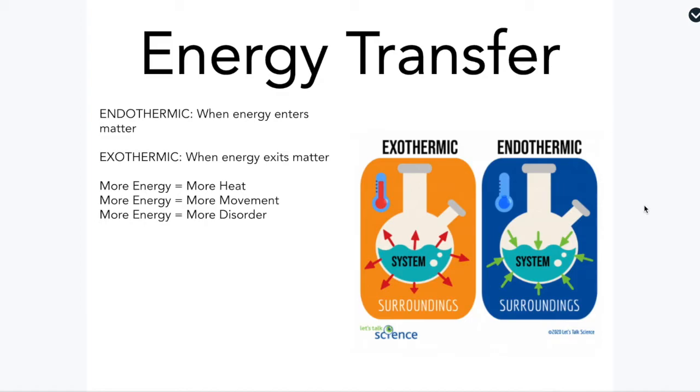Now, here's some things that we need to know about energy. The more energy you have, the more heat you have. The more energy you have, the more movement you have. And the more energy is present, the more disorder you're going to experience. And all of this comes down to the same thing. Energy causes heat, and in reality, heat causes movement. And then when you have more movement, there's more chaos or more disorder. So energy goes into all of those things.